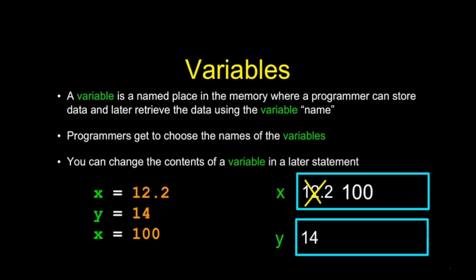Now, these variables hold one value. So if we have these three statements, and then the third one executes, it says put 100 into x, but that wipes out the old value of 12.2, and it rewrites it with 100. And so we can change the variables. That's another reason that we call them variable.